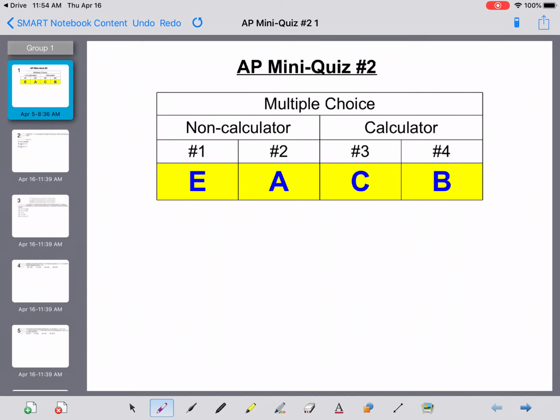All right, guys, let's take a moment here, probably a lot of moments, and go through mini quiz number 2. We'll see how you guys did on this one. So here are the answers to your 4 multiple choice questions, everybody: E, then A, then C, and then B. Let's go through them one by one and see how you guys did.